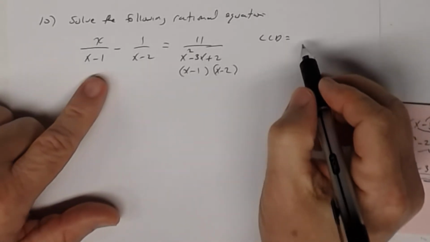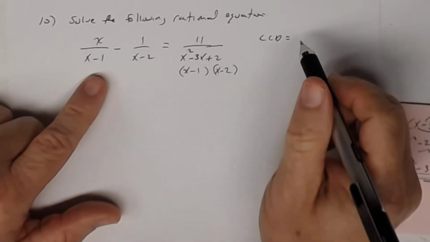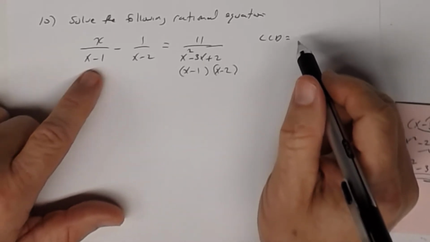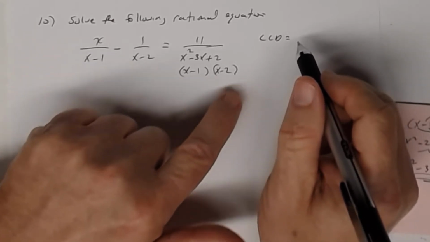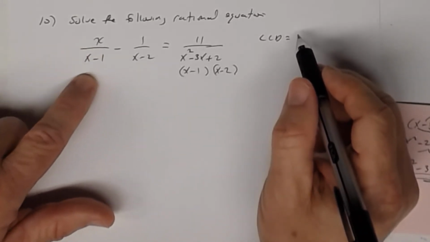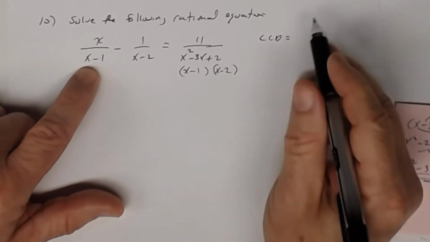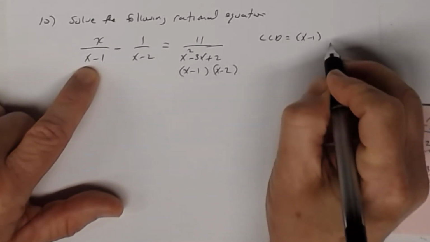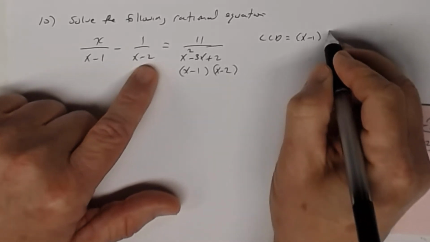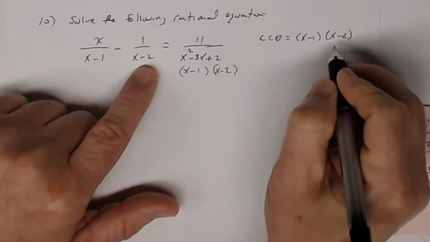So remember, your least common denominator is a product of factors. A product. And it's a product of all these factors that you see in those denominators. So here's one of my denominators. Here's one of my factors, x minus 1. I have to have it. X minus 1 has to be part of my least common denominator. Here's the other one, x minus 2. I have to write it there as well.